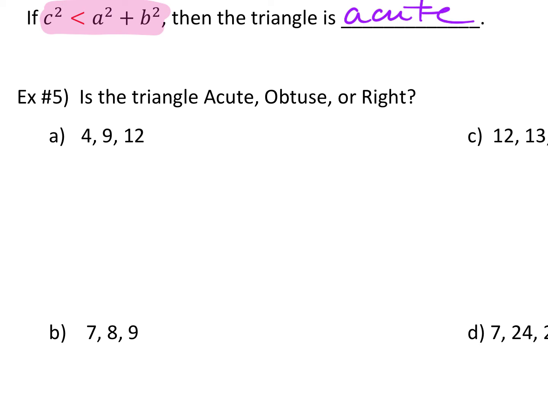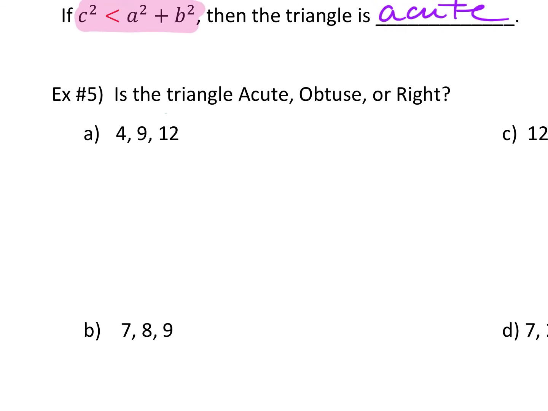Okay, so 4, 9, and 12. That means this has to be c. C squared is your biggest one. So it's going to be 4 squared plus 9 squared somehow relates to 12 squared. So let's plug this in. You plug 4 squared plus 9 squared into your calculator, and you get 97. So 97 somehow relates to 12 squared, which is 144.